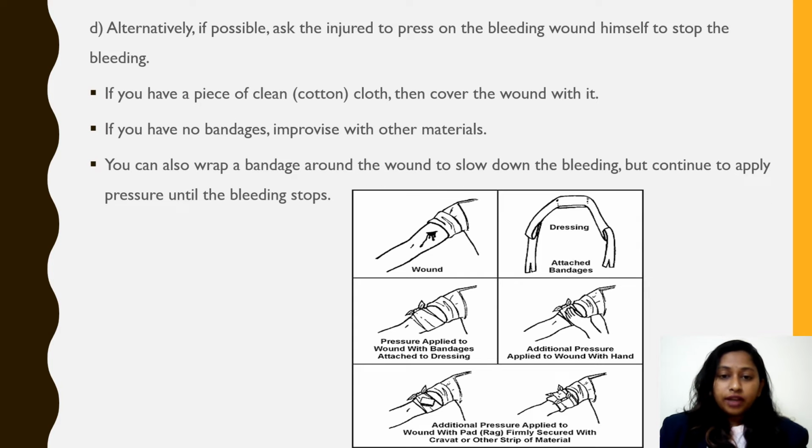If you don't have it, please cover the wound with a clean piece of cloth, cotton cloth preferably, around the wound. If you don't have the bandage, try to get another material just to make pressure over there. If you have a bandage, please put the bandage over it a little bit tighter just to slow down the bleeding. And just apply pressure over that area until the bleeding has stopped.